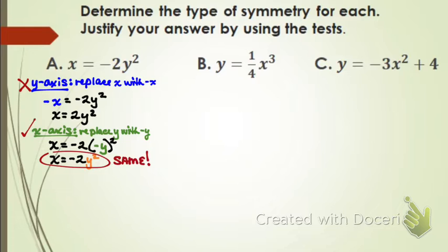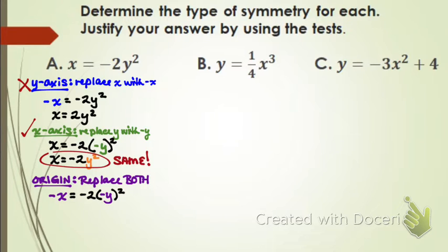So this has x-axis symmetry. How do I test for origin symmetry? Yes, we will replace both. So I'm going to replace x with -x. I'm going to replace y with -y.